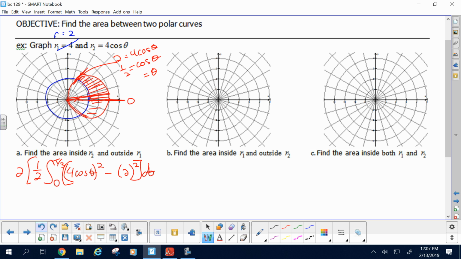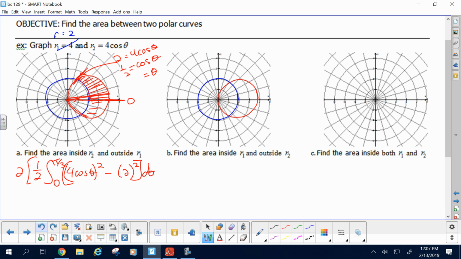So far, so good. Okay, now draw the figures again, please. And then draw... oops, I just used the wrong color. There and there, same graph. Totally different question. This is find the area inside R1, so inside the blue circle, but outside R2.